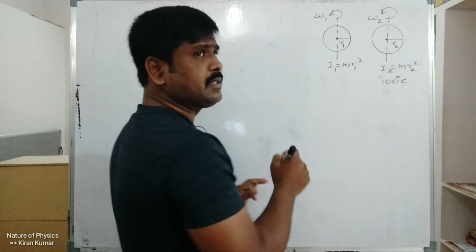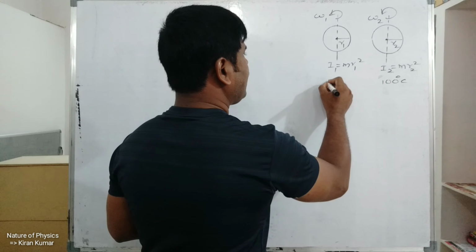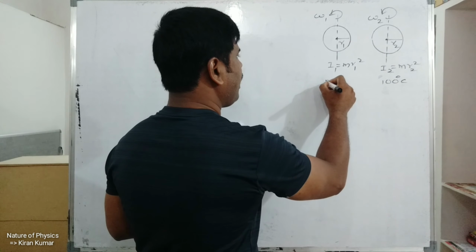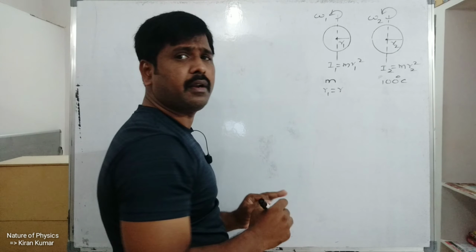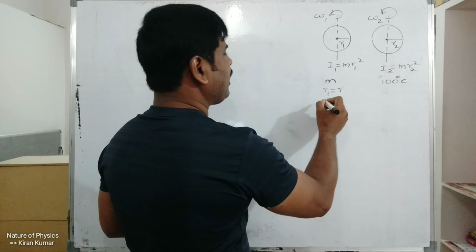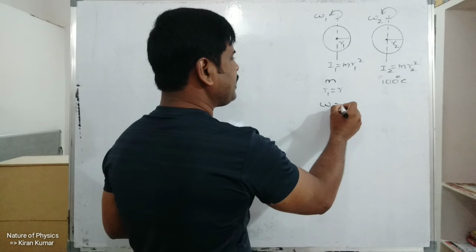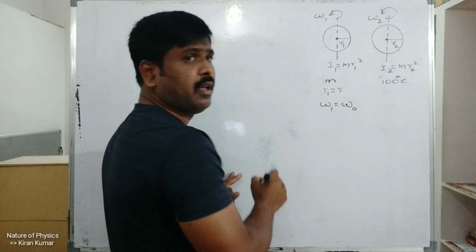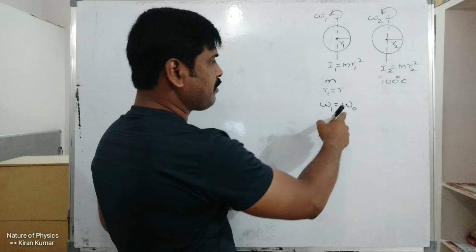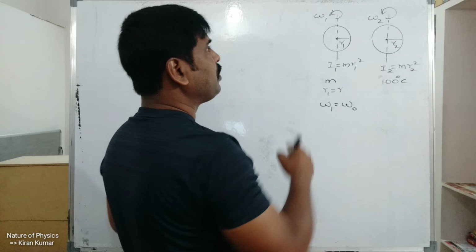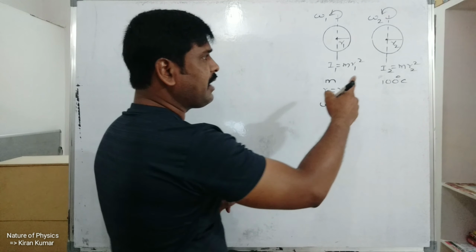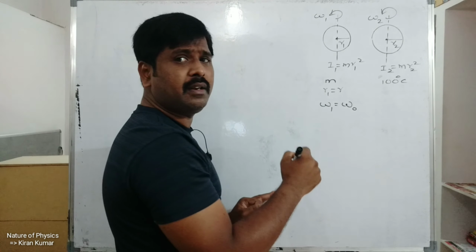So first, considering a sphere of mass m and radius r1 is equal to r at normal temperature, okay, and its angular velocity omega 1 is equal to omega naught is given. So this is the sphere of radius r and angular velocity omega rotating about its diameter. So next, at 100 degrees centigrade, what happened here?